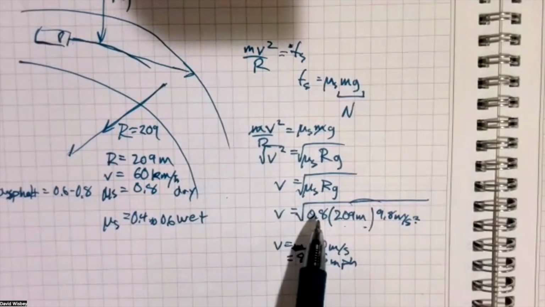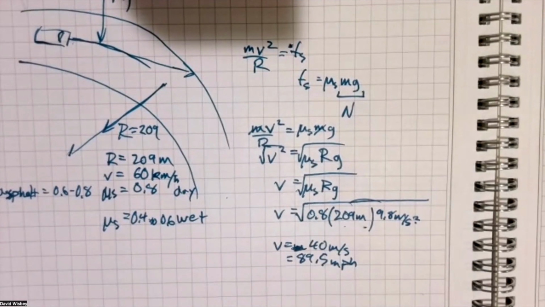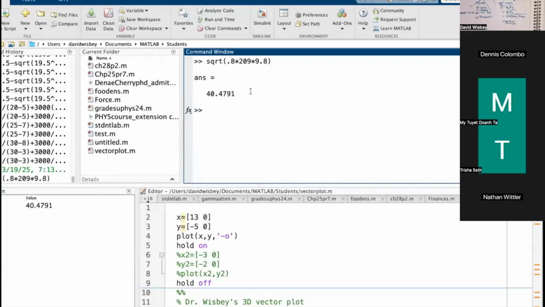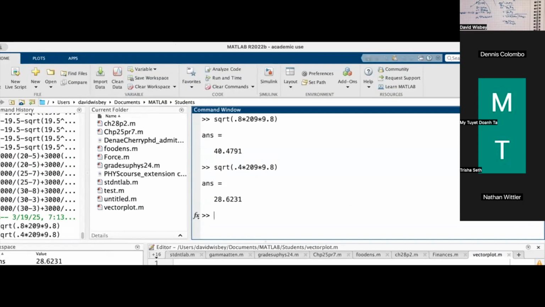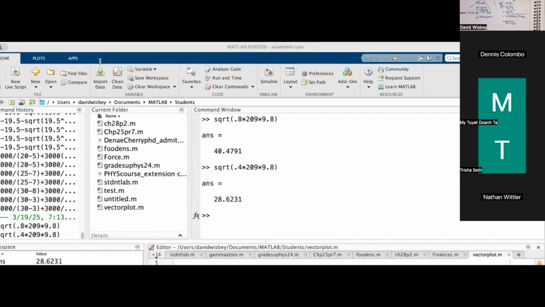Okay. And let's look at what happens real quick if it gets wet. So let's say it's snowy and it's wet. So if it's snowy and it's wet, I'm going to get my original calculation back here. And let's see. Let's change that to 0.4. Okay. So that is 28.6 meters per second. And I will go to my online converter.